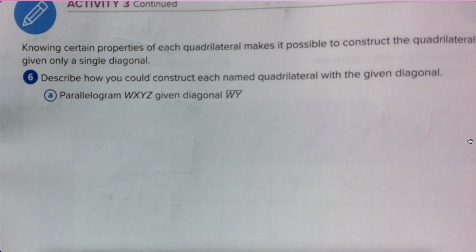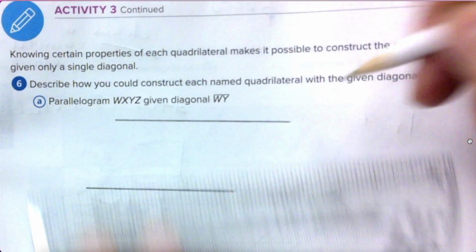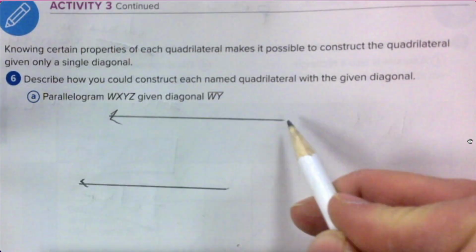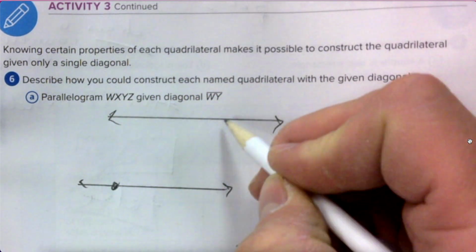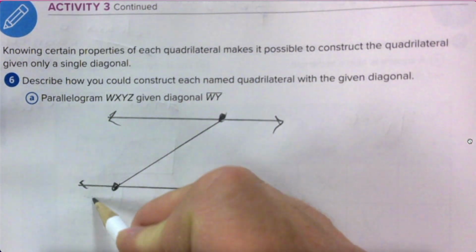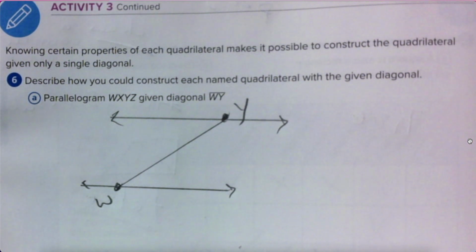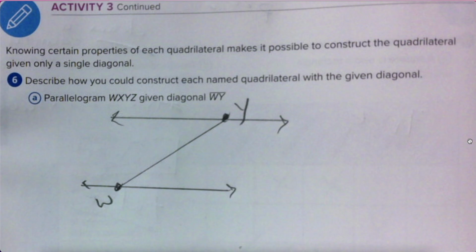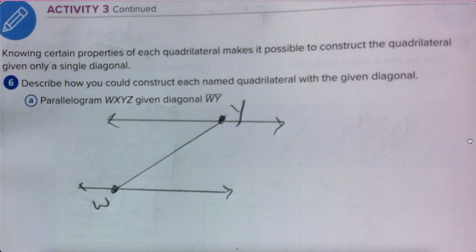WY. We have a parallelogram. Two sides are parallel. So I don't know how long those two sides should be. But if I draw my diagonal from W to Y and label it W, Y, then I can form my parallelogram given like some amount of distance. This is a little bit weird.